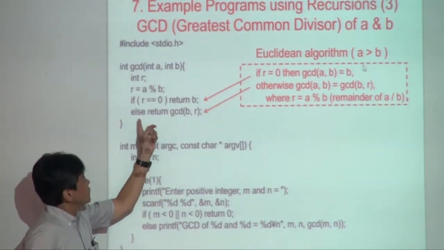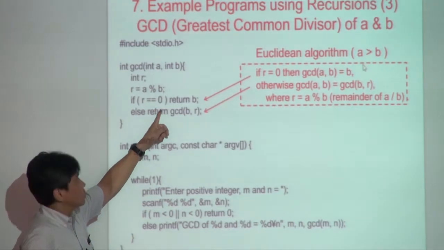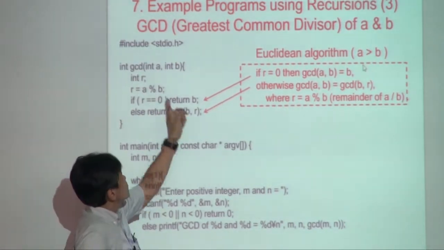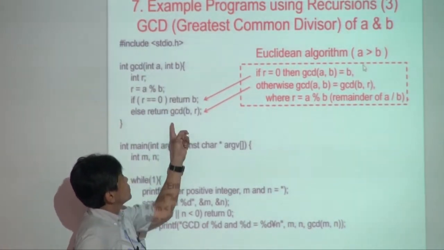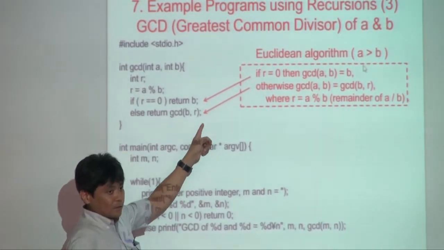Otherwise, if R is not equal to 0, GCD of A and B should be GCD of B and R.